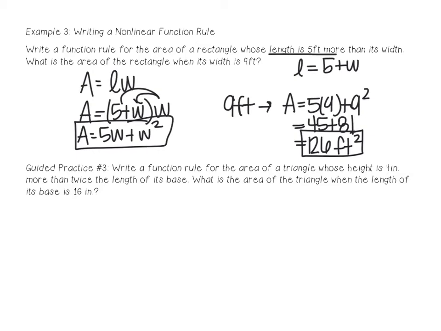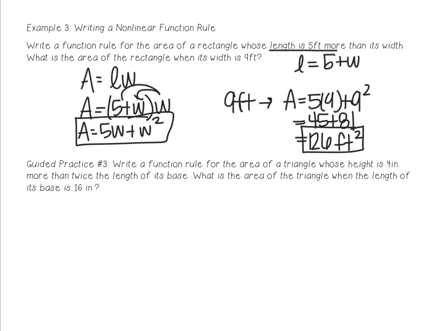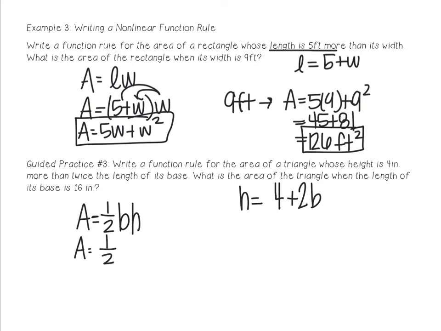Guided practice number 3. Write a function rule for the area of a triangle whose height is 4 inches more than twice the length of its base. So the area of a triangle is going to be 1/2 BH, 1/2 base times height. And this says that its height is 4 inches more than twice the length of its base. So a height is going to be 4 plus 2b. So rather than h, you're going to put 4 plus 2b.